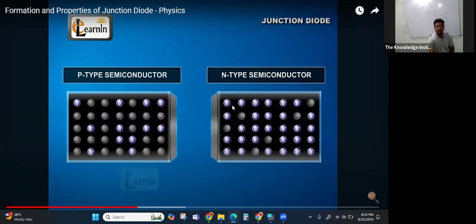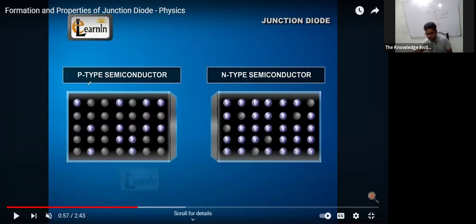And similarly, if you consider there are more electrons in the N type semiconductor than in the P type semiconductor, therefore electrons will diffuse from the N type semiconductor to the P type semiconductor. So what happens as soon as we bring these two into contact?